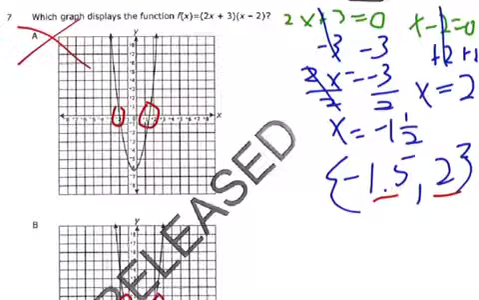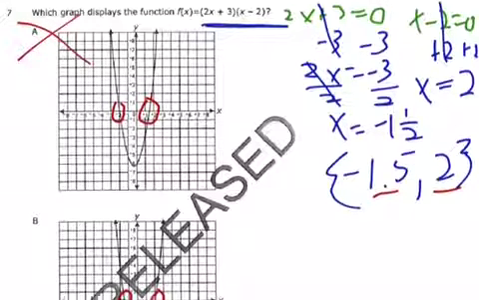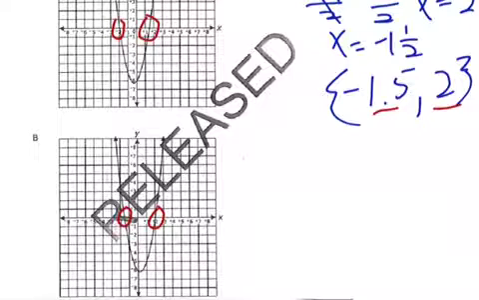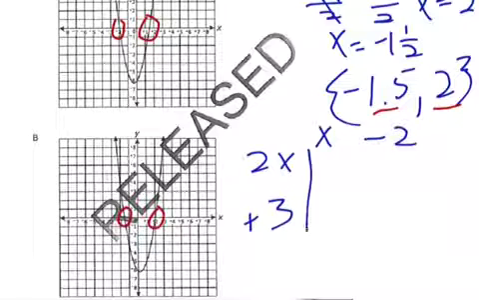So let's do one more thing. How about we expand it out? And the reason we want to expand it out, that can give us the y-intercept. That can show us if it's opening up or opening down. So I'm going to do 2x + 3 times x - 2. I'm just going to use the box method. You can also use FOIL. So make my box.